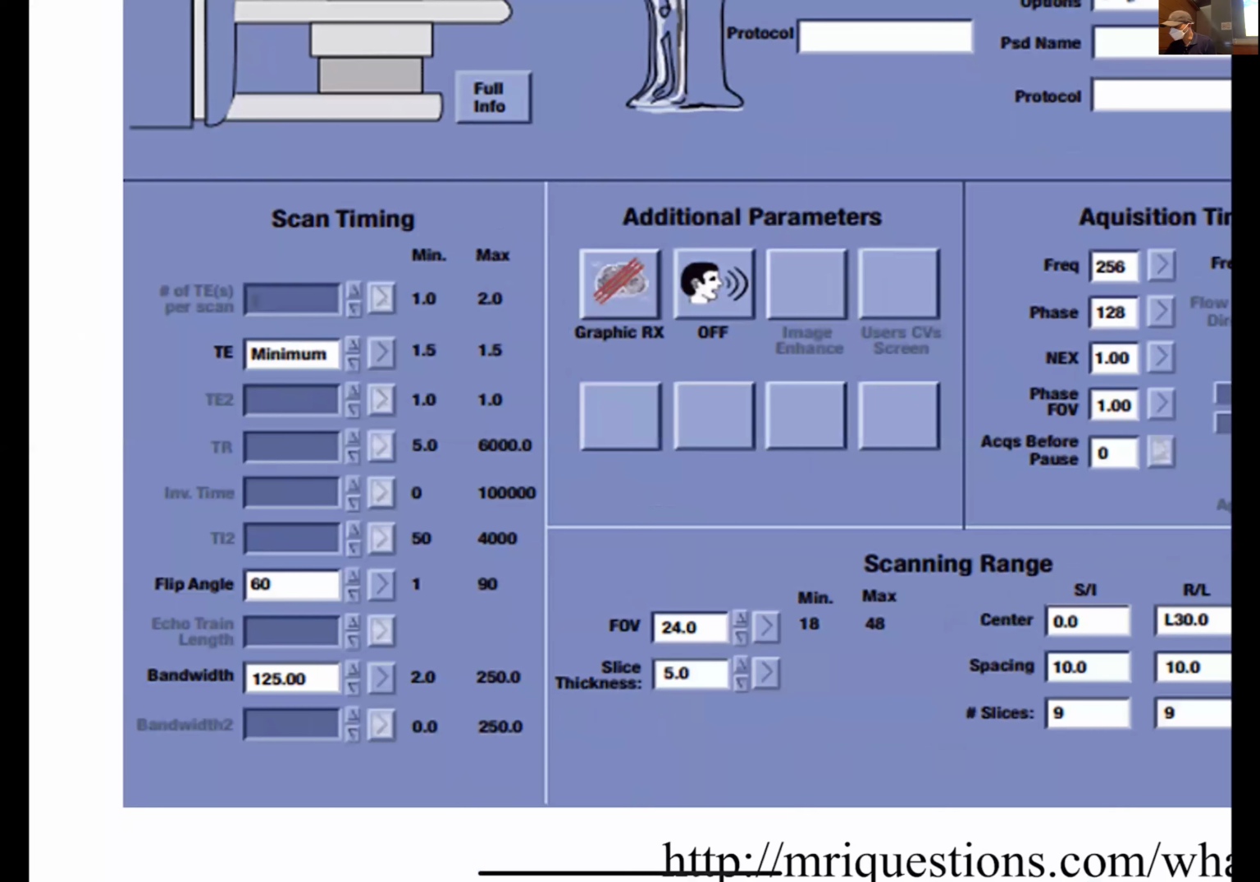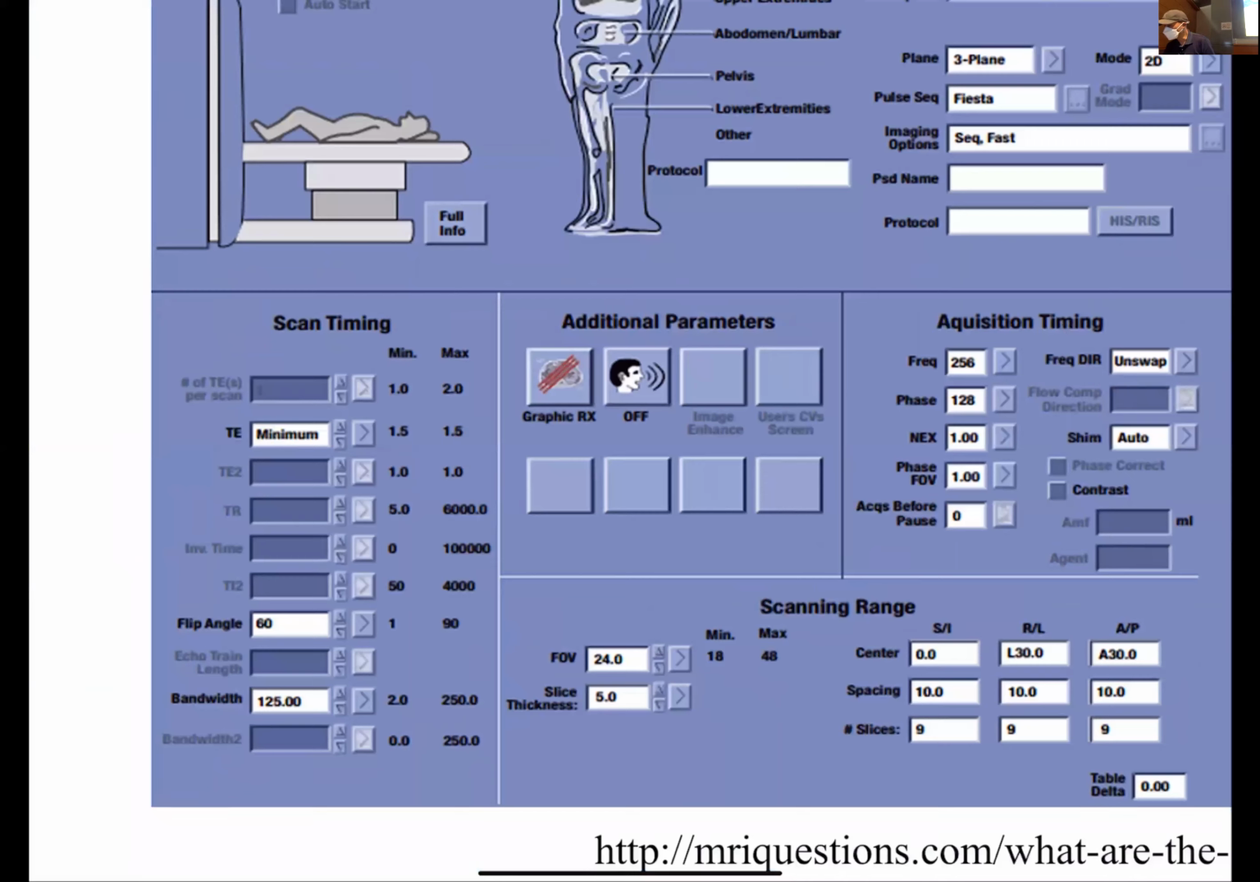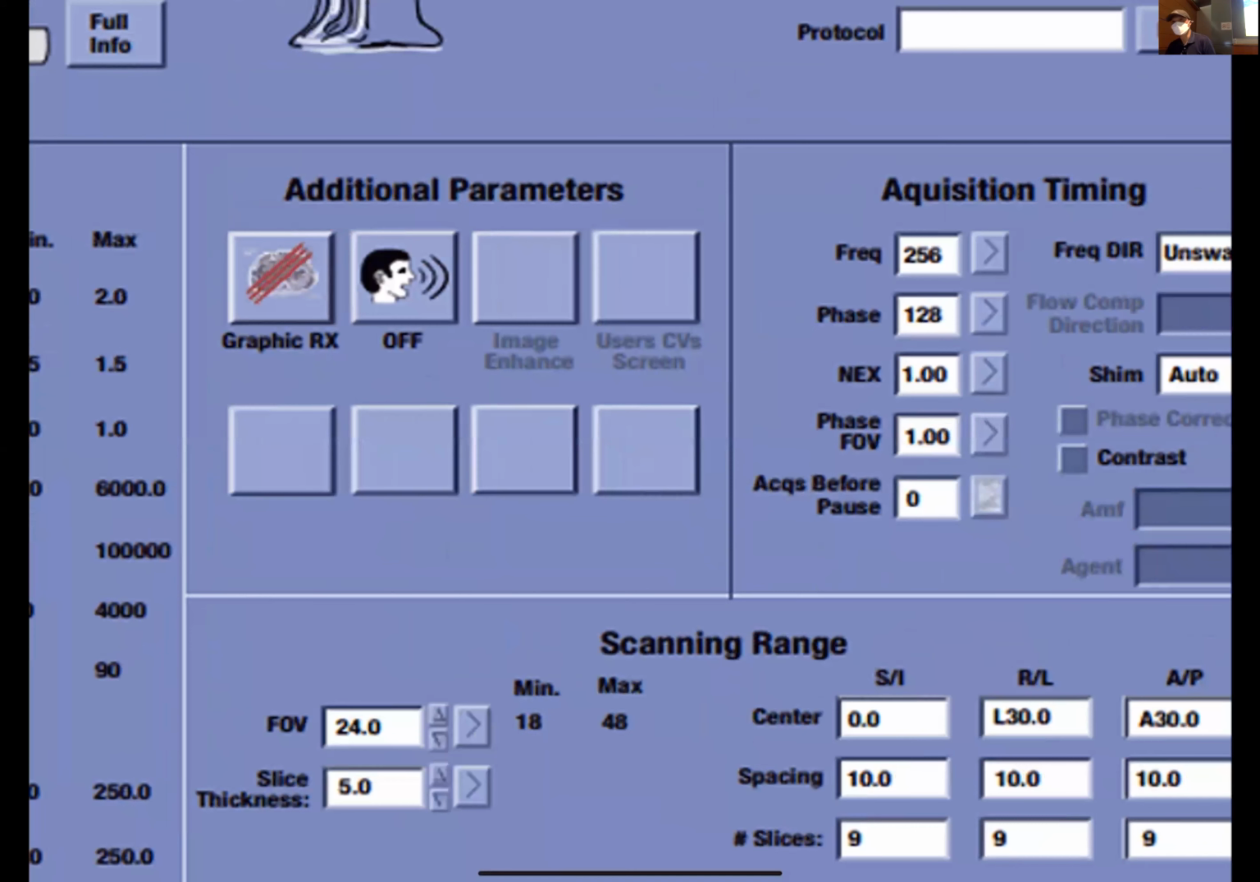Notice here, we've got FOV. Okay, so in this case, 24. So it's understood that's 24 centimeters. So in this case, the technician has specified they want a 24 centimeter FOV. And slice thickness is 5, which we'll talk about later. They've said, I want a 5 millimeter slice with an FOV of 24 centimeters, all right? Now, they haven't specified resolution here, right? You don't see any resolution here, right?